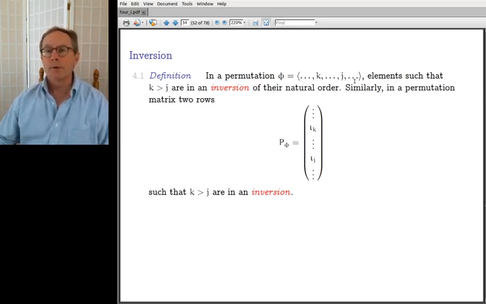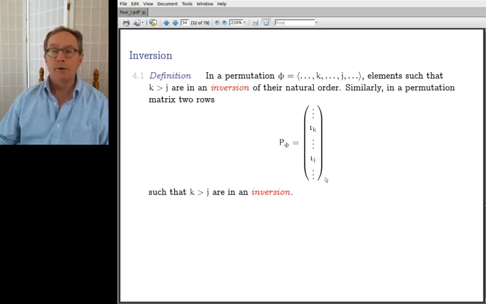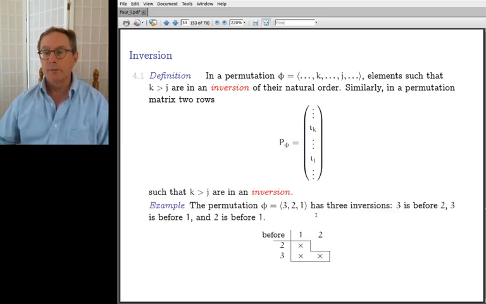If you give me a permutation where k is bigger than j, then we say that they are in an inversion of their natural order. And similarly, in a permutation matrix where iota k comes before iota j, we say that the two rows are in an inversion of their natural order. So an example tries to make a little clearer what's happening here.